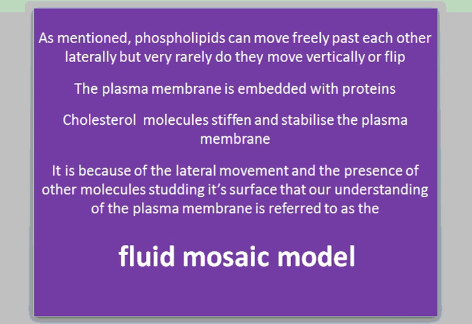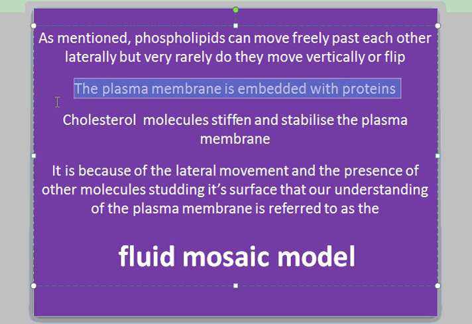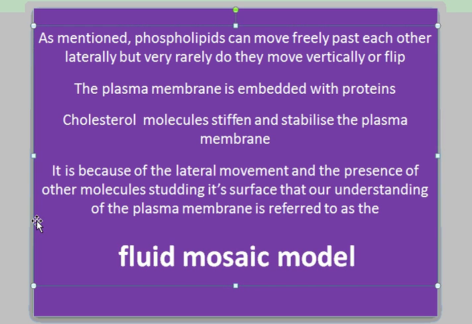As mentioned before, phospholipids can move freely past each other laterally, but they can't move up and down or flip. The plasma membrane is embedded with proteins. That is back in the first cell membrane video. The cholesterol helps stiffen the membrane and make it so that they can't always be moving. And this is because of the fluid mosaic model.